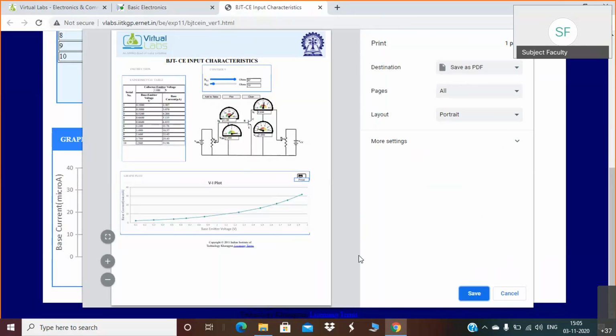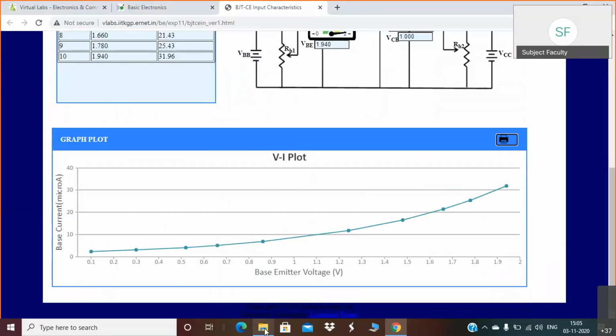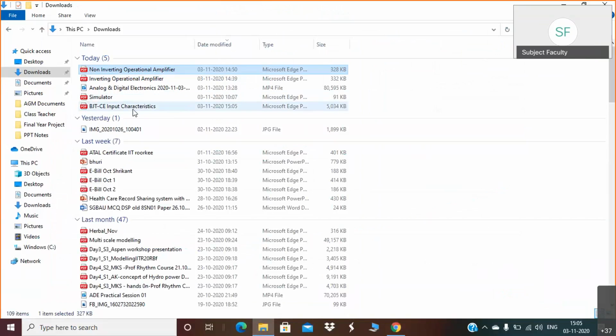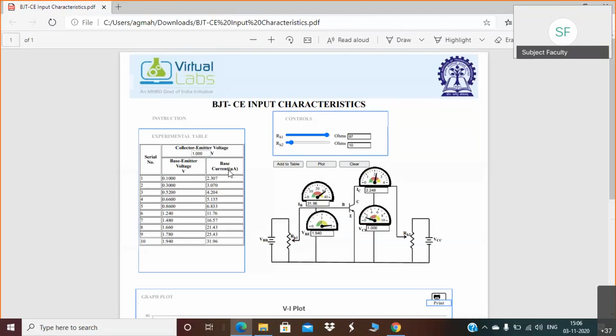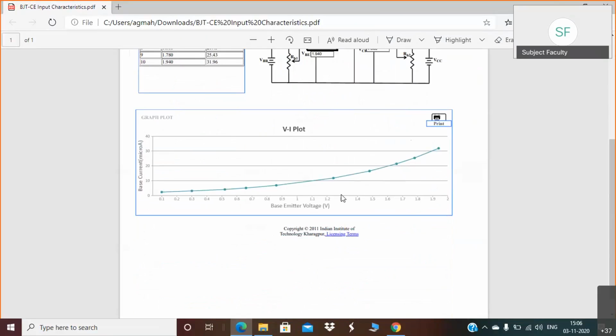Okay, so again print, I am saving this print as a PDF already. I have saved it. Now I am again going to download section. So it is saved by the name BJT C input characteristics. Okay, so you can observe this kind of PDF is getting generated. So this is the plot, right?